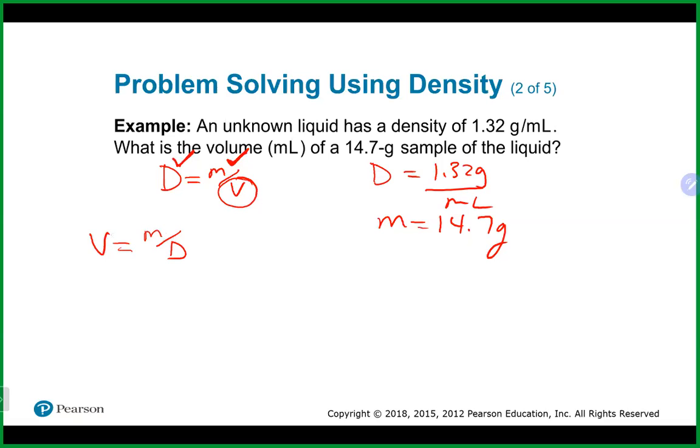Now, we could do this problem with dimensional analysis and just look at the units. As I mentioned before, the density can be used as a conversion factor. So although it is 1.32 grams per milliliter, you could flip it around and say a milliliter is 1.32 grams. So in this particular case, we could take the 14.7 grams, which is our mass.